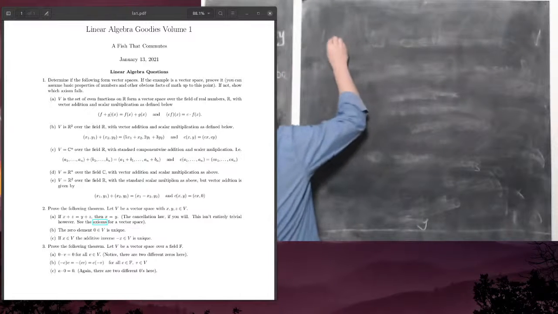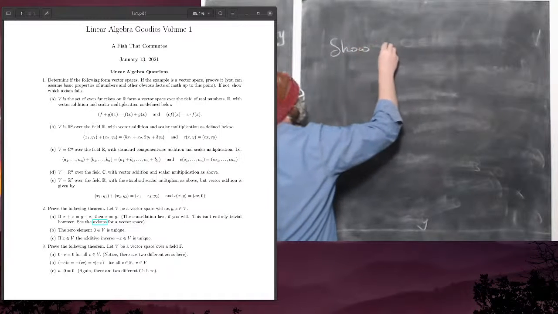Okay. Finally, the other one. Let's show that additive inverses are unique.